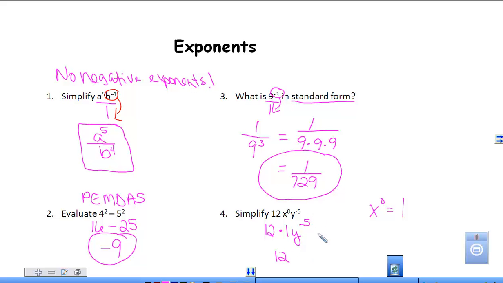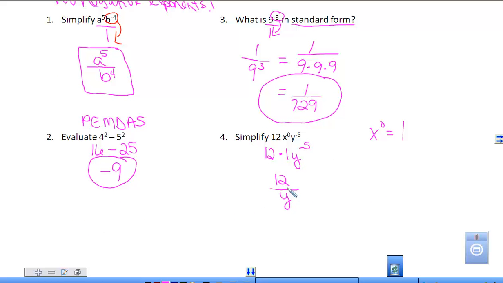And then again, I have that negative exponent with my y. So I need to move the y to the bottom of the fraction, and then I have a positive exponent. And that would be my final answer.